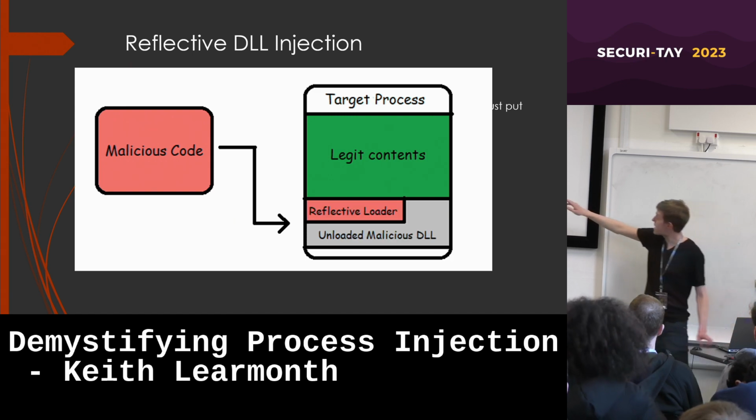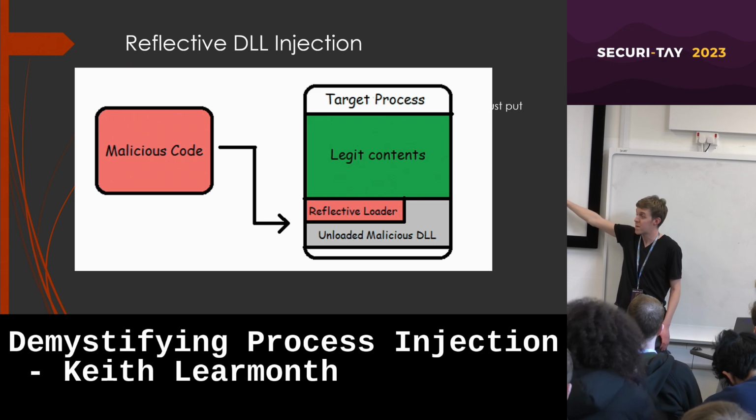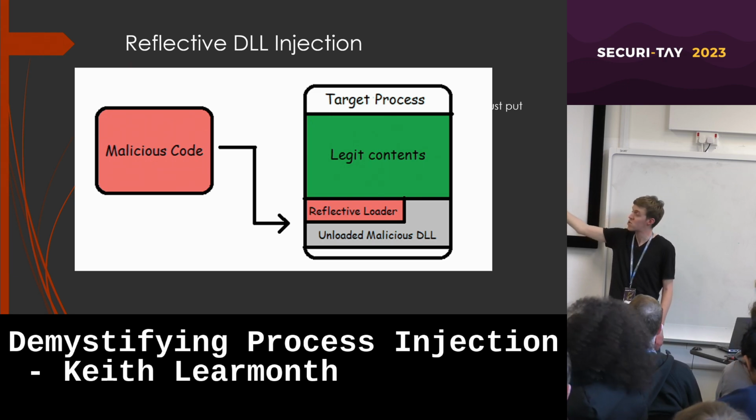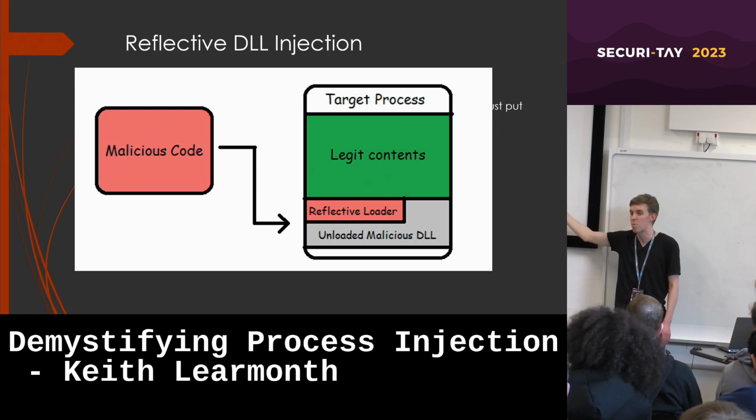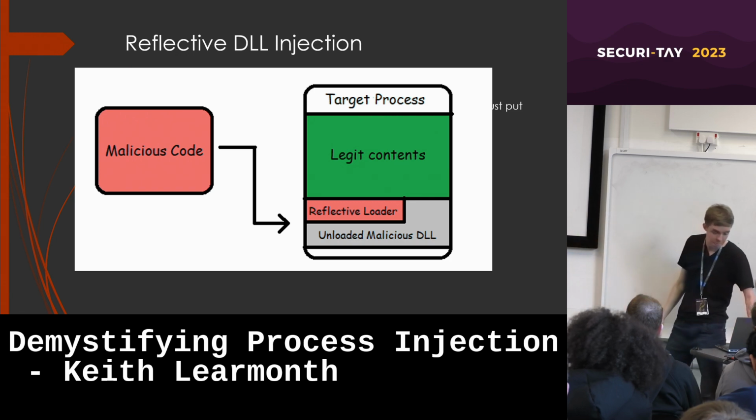So what you do is you are writing the DLL into memory. It's unloaded because it has all these incorrect addresses. And you have a little chunk of code that is the reflective loader. This is going to sort all those problems and load the DLL into memory.